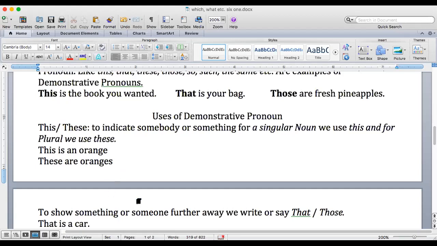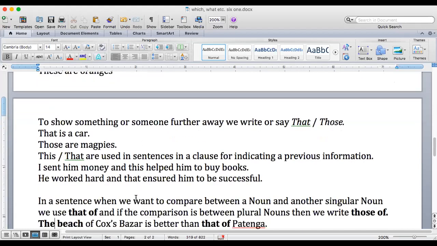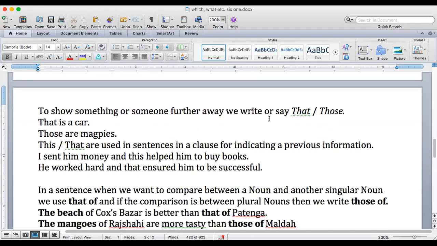To show something that is further away, we write or say that or those. That is a car. Okay, you point your finger to some place and you say that is a car. That is a cow. Those are magpies. What are they? They are magpies. There are some birds there. You can't touch them, but you say those are magpies. There are many of them. That's why you use those. That is for singular and those are for plural.